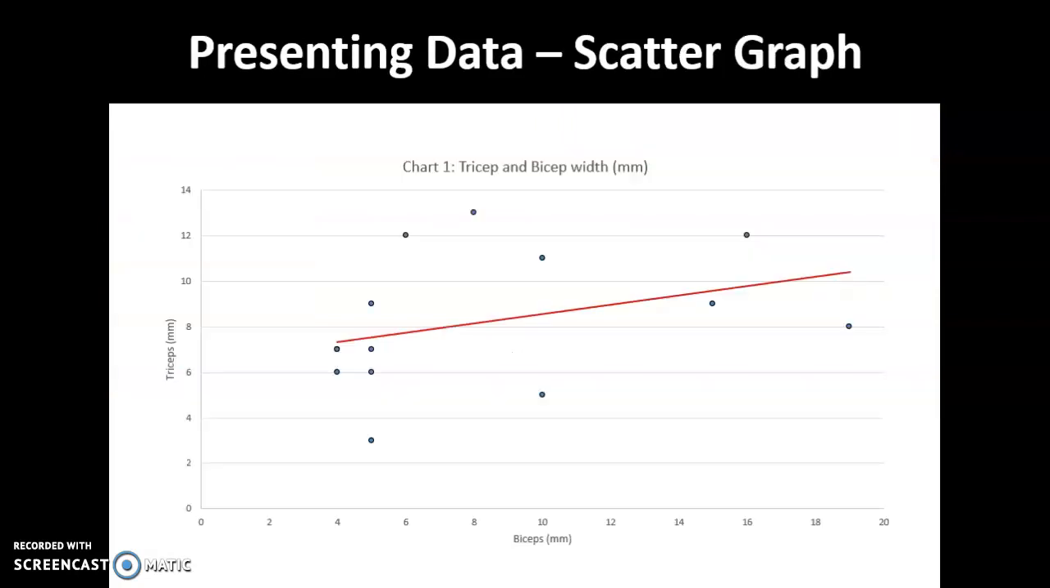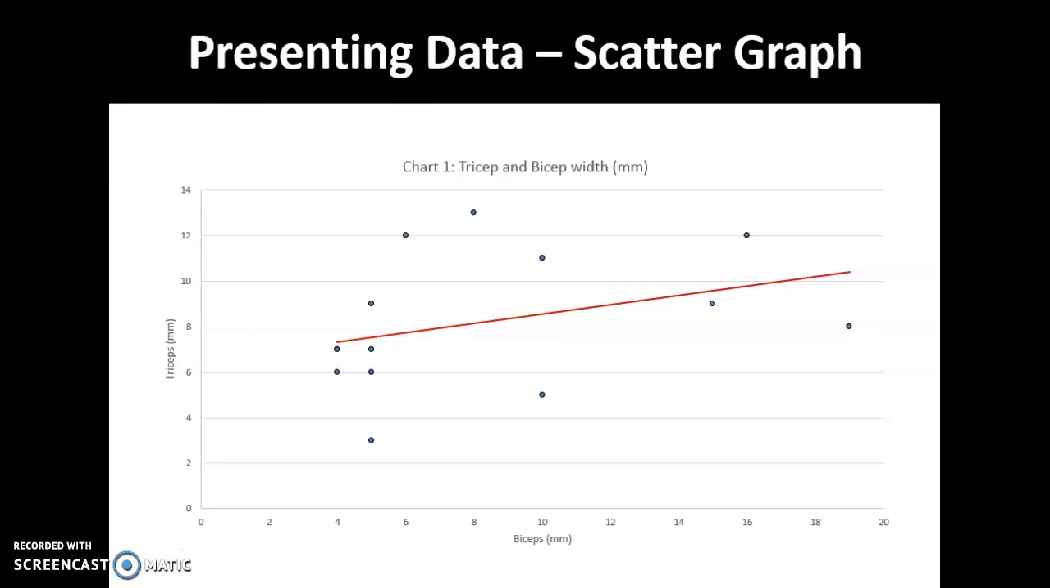Scatter graphs. Scatter graphs are a good way of presenting data, and this is because you can identify where all the points were for certain things, and then you can also add a line of best fit to them all, or where the data should possibly lie. From this, you can get an idea of whether there is a strong positive correlation, a strong negative correlation, a weak positive, a weak negative, or if there's no correlation at all.